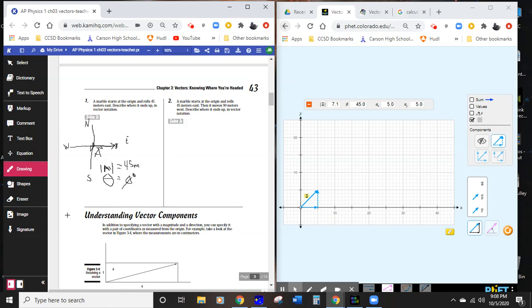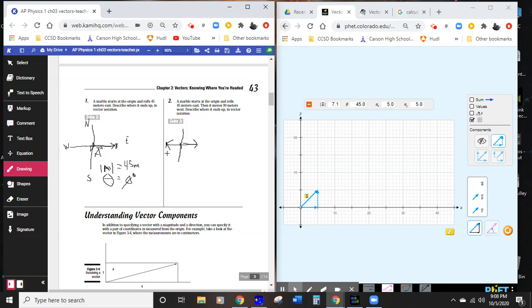Okay, so over here it says a marble starts at the origin and rolls 45 meters east, then it moves 90 meters west. Describe where it ends up in vector notation. So again, here we'll go ahead and draw our XY axis here. Here's our origin. Okay, so it rolls this way, about 45 meters here. Then it goes 90 meters this direction. So it ends up about 45 meters in this direction. So here's where the marble ends up here.